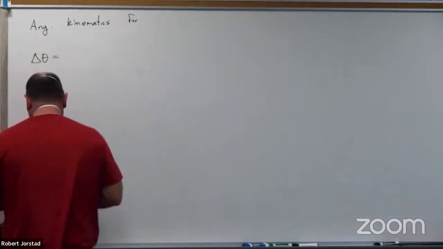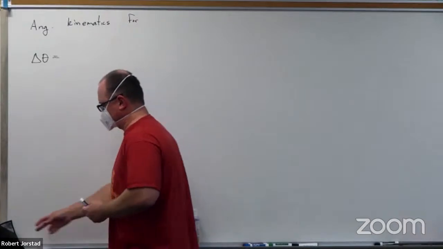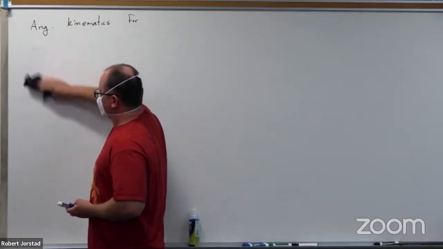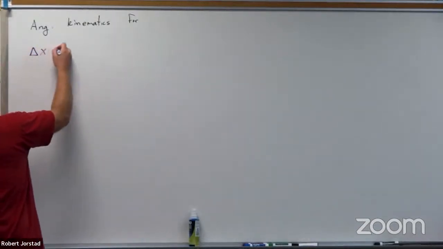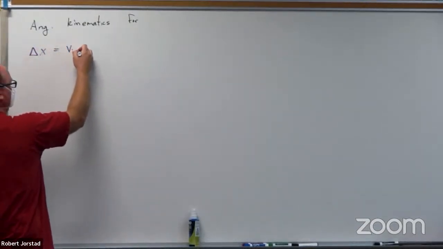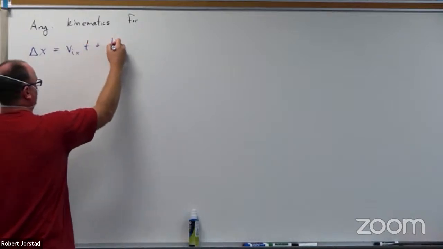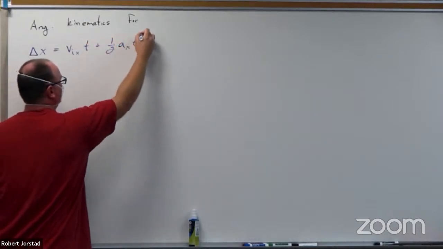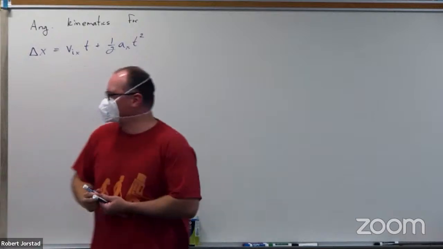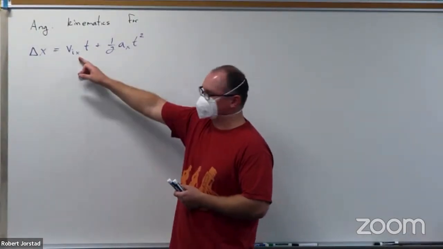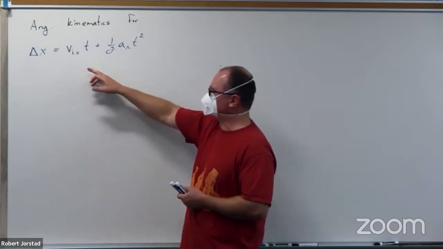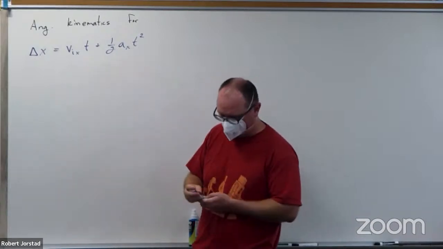And actually, let's check this out. You guys can probably see this. I'm going to write the x equation really quick. Delta x is equal to v initial x times time plus 1/2 a sub x t squared. And remember that delta x was displacement, v initial x was velocity initial in the x direction, a sub x was acceleration in the x direction.